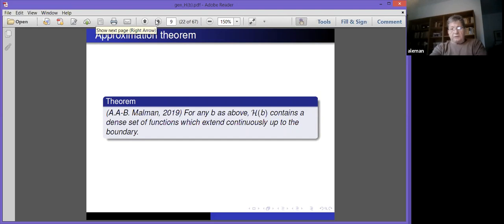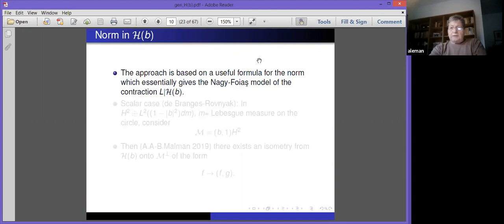I want to tell you a few words about its proof, because the method somehow is, again, about finding some information about the norm in such a space, H of B. And here's what you can do. So basically what I'm going to say is essentially this Nagy-Foias model for the contraction L, first, acting on H of B, is a little bit, well, easier to expect than for an arbitrary contraction. And if you use that, then you get a very useful formula for the norm.